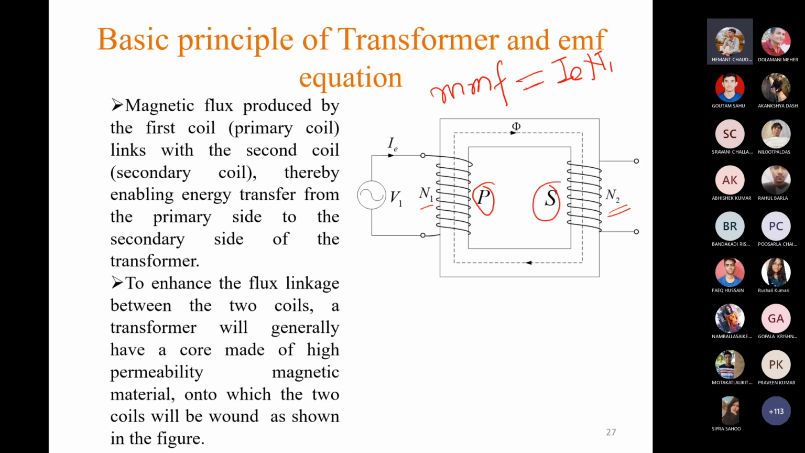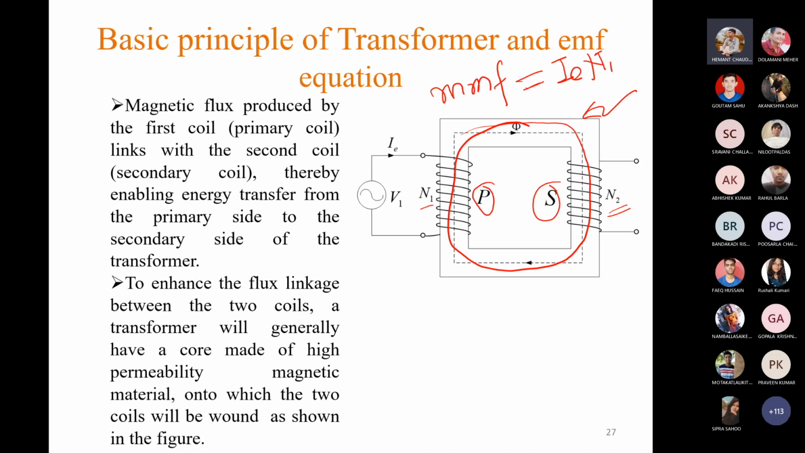This primary winding will establish or produce a flux which will remain confined within this ferromagnetic core. This is our ferromagnetic core. So the flux produced by this primary winding will remain within this ferromagnetic core. That means whatever flux is produced by these N1 turns, all the flux will remain confined within this ferromagnetic core. We are assuming that there is no leakage flux.